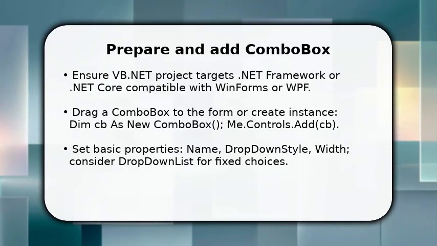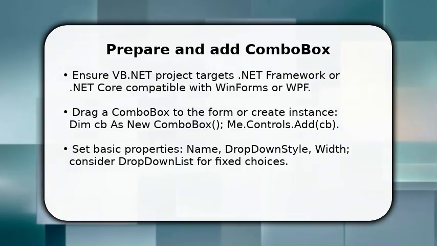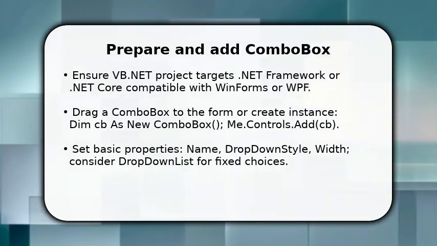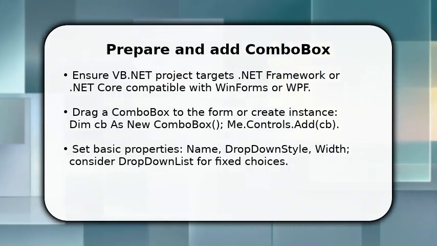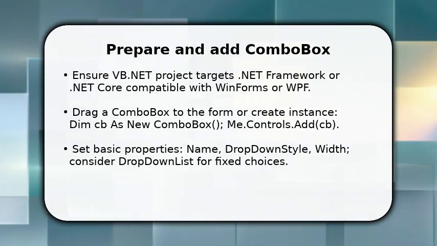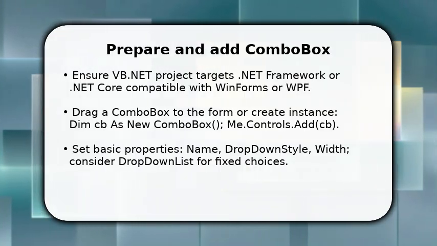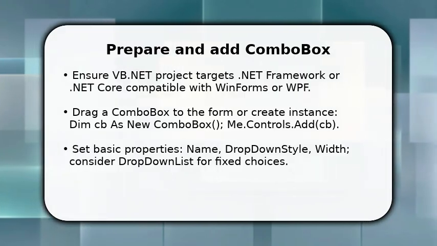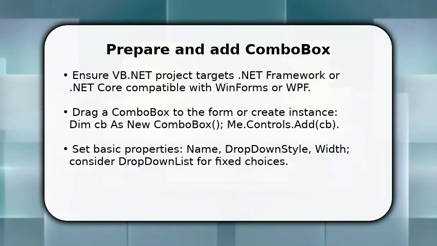You start by placing the combo box on the form and setting its essential properties. First, make sure your project type supports WinForms or WPF. Once confirmed, drag the control or instantiate it in code and add it to controls. Set name and drop-down style now so behavior is predictable, and set width for layout. Also decide whether users type values or pick only. Choosing drop-down list prevents typing. Finally, prepare your data source or items collection so you can populate the control immediately.